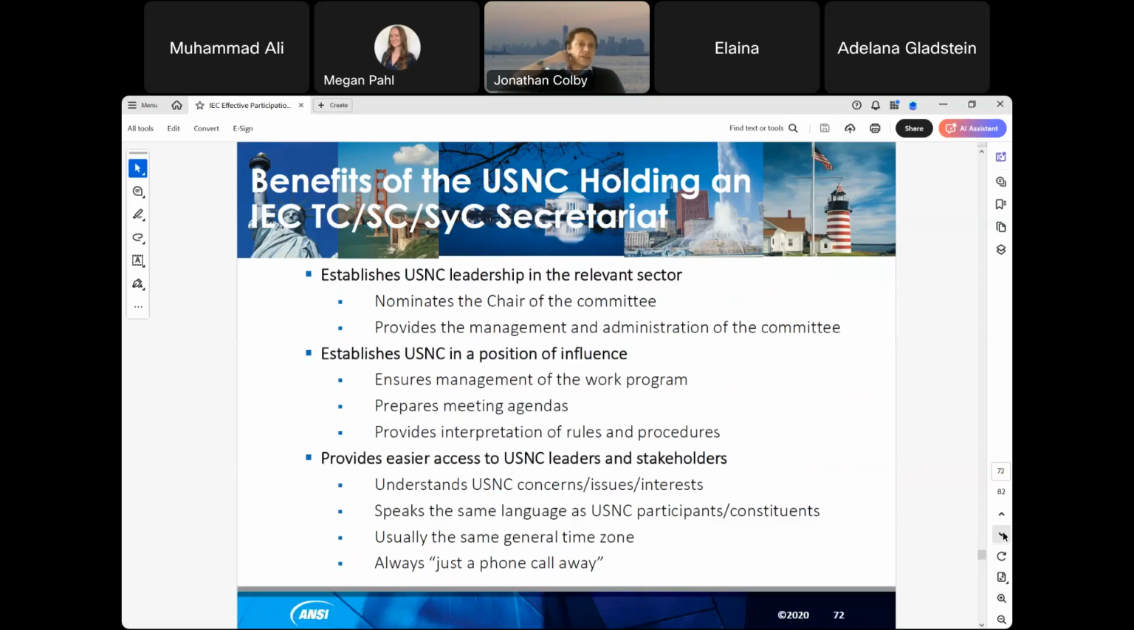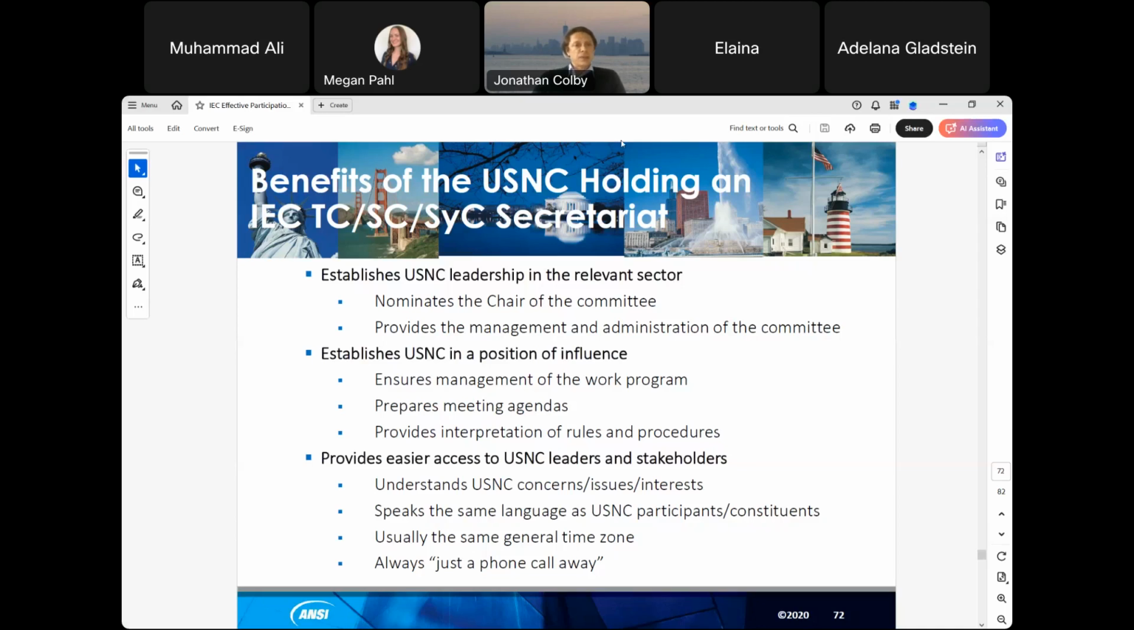Now, the benefits of the US holding the secretariat position are multiple. It obviously establishes the USNC leadership in that relevant sector. A very important note that people may not know is that the secretariat actually nominates the chair of the committee. There is a call for nominations and there can be an election if there are multiple candidates nominated. However, the secretariat has the ultimate responsibility of nominating the chair, and that is a very valuable position of power.